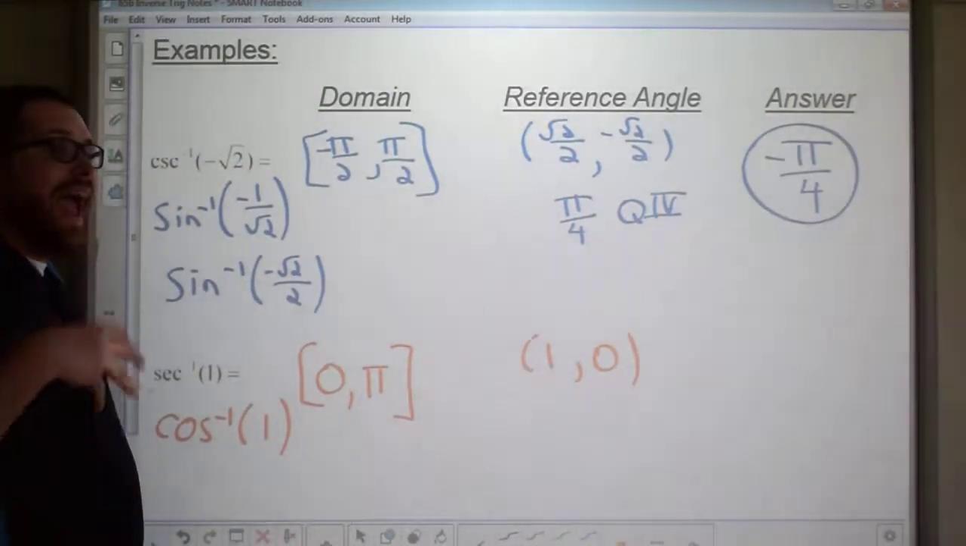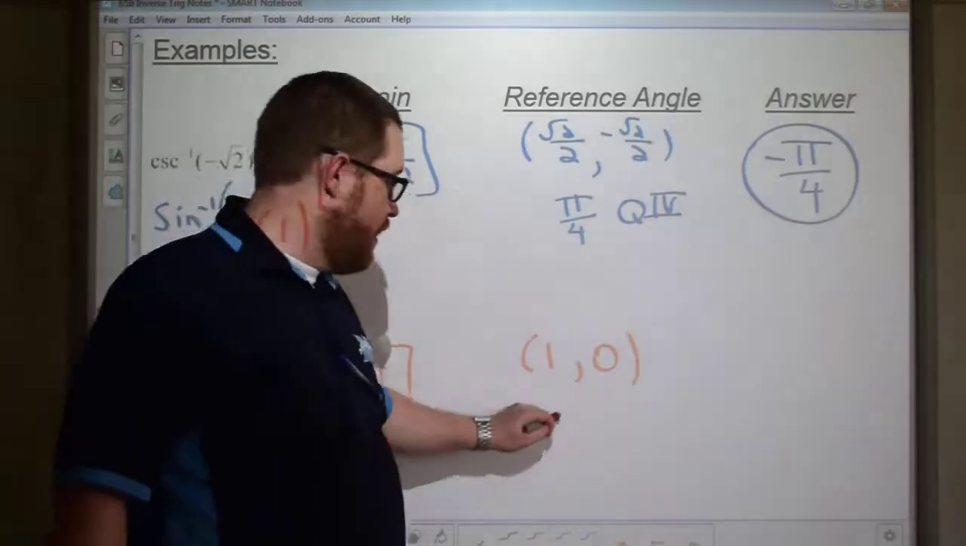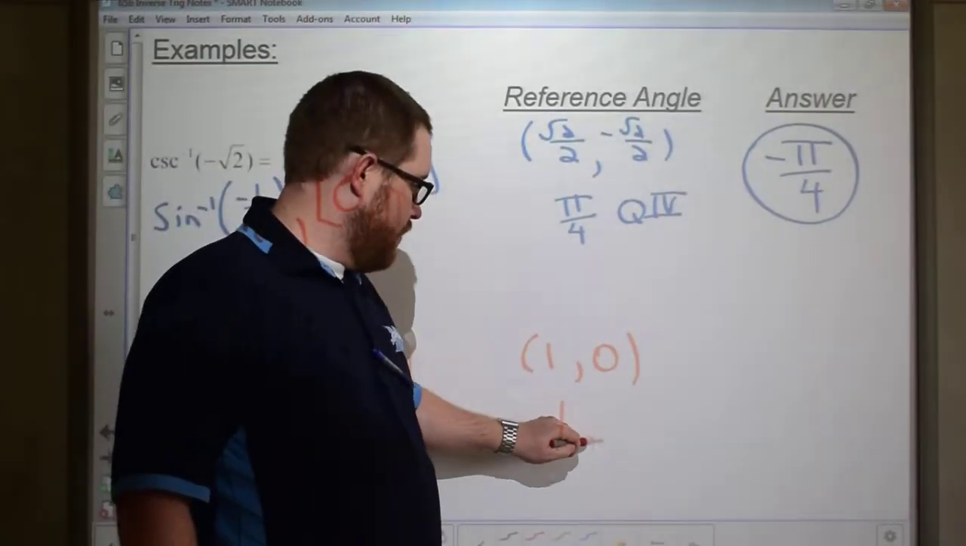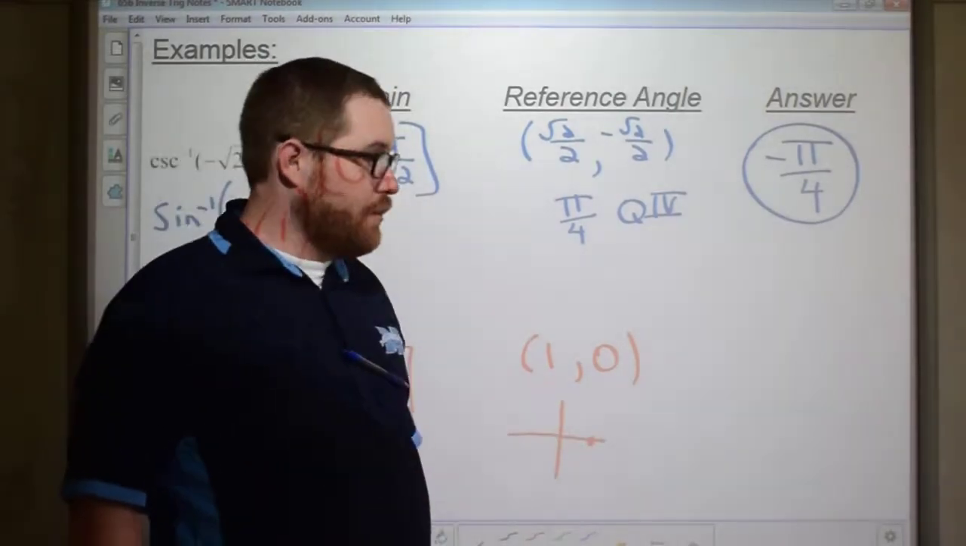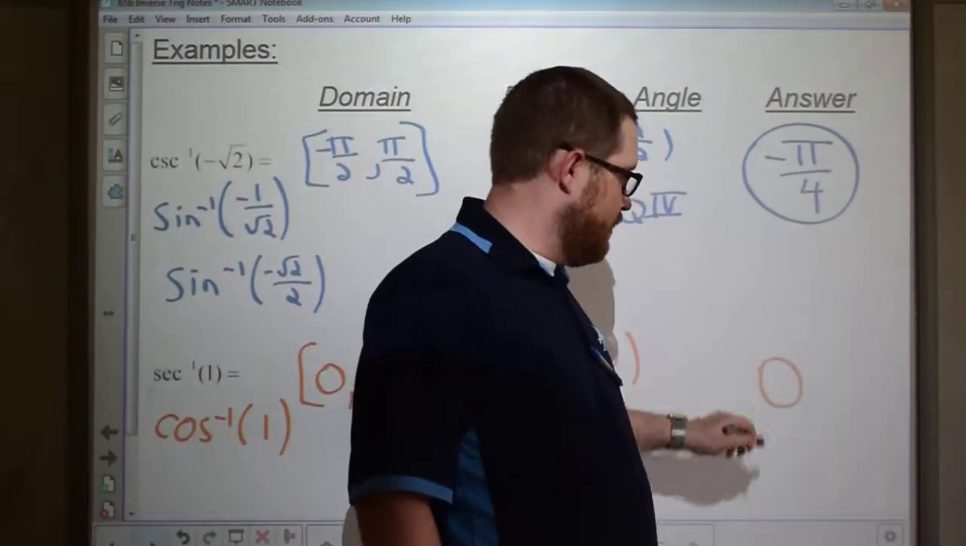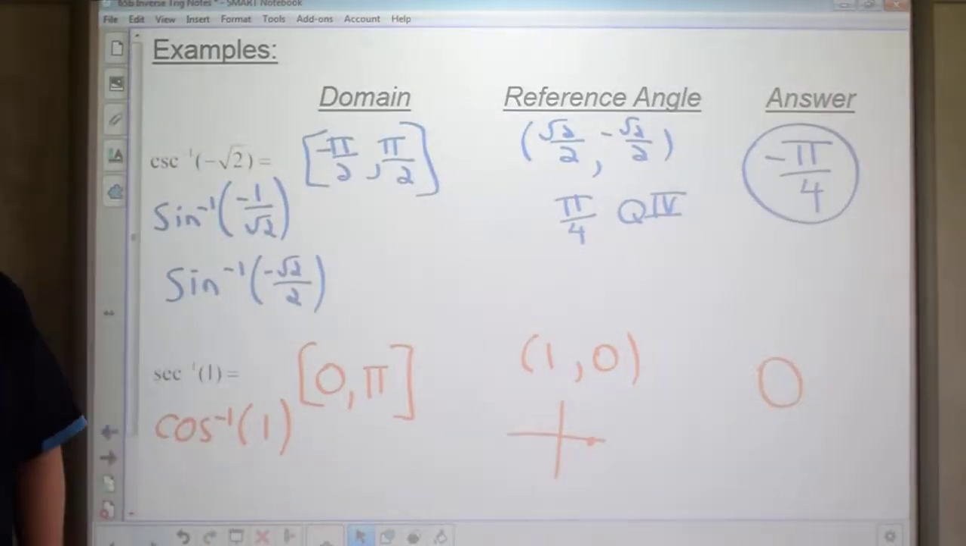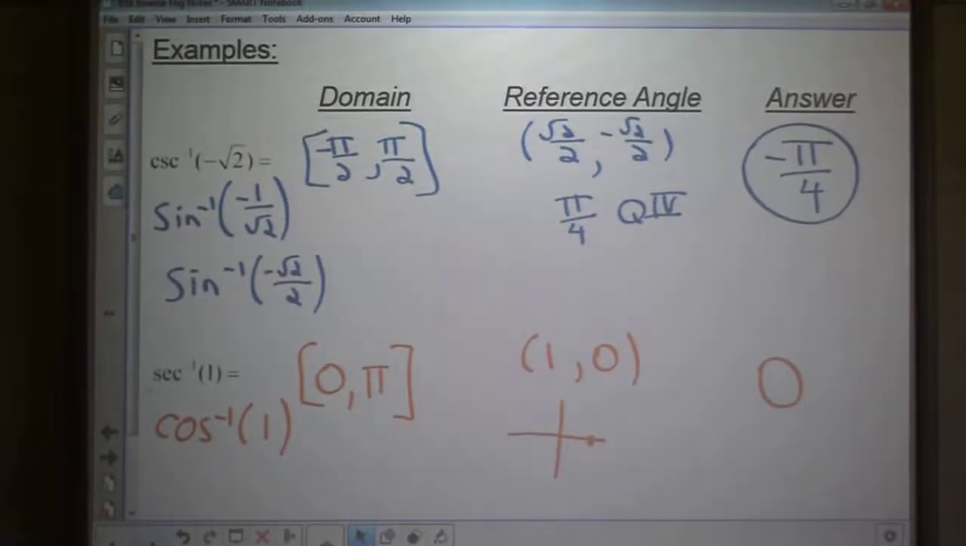Okay? What angle is created by the point 1 comma 0? Well, it would be this point right here. What angle is that on the x-axis? It's 0. Is 0 in between 0 and pi inclusive? Sure is. So, there you have it.